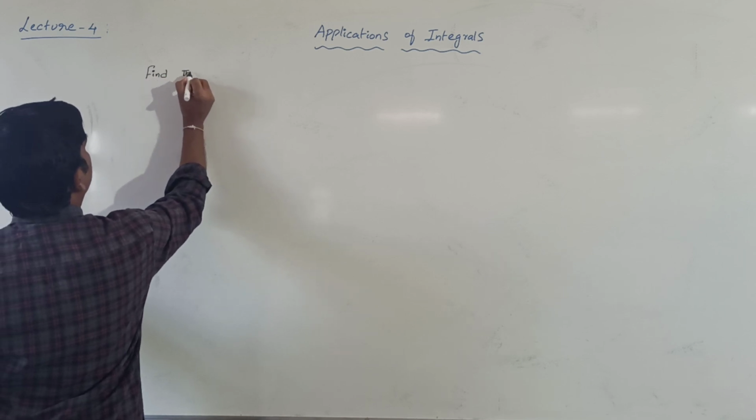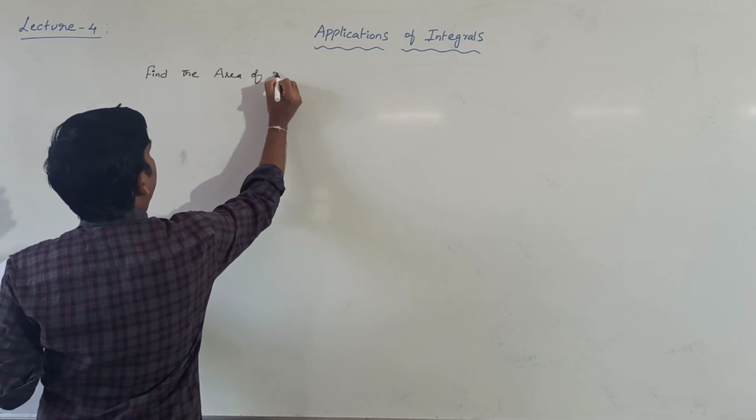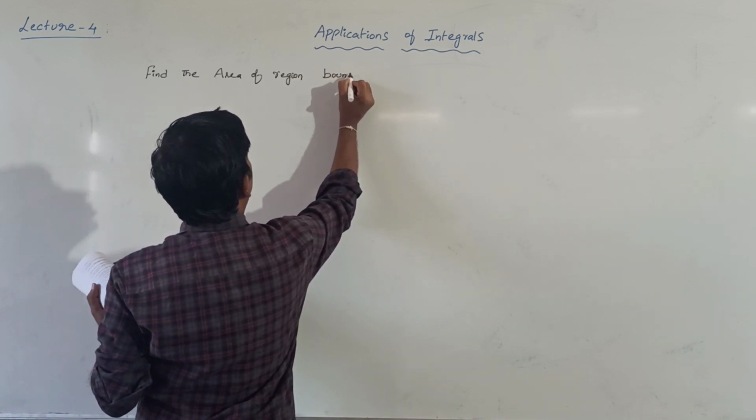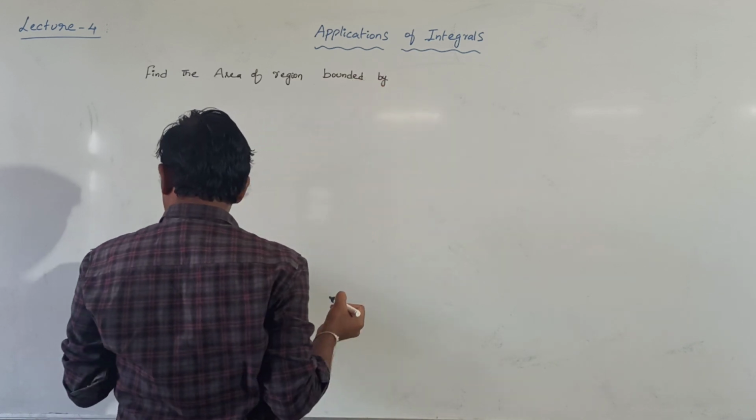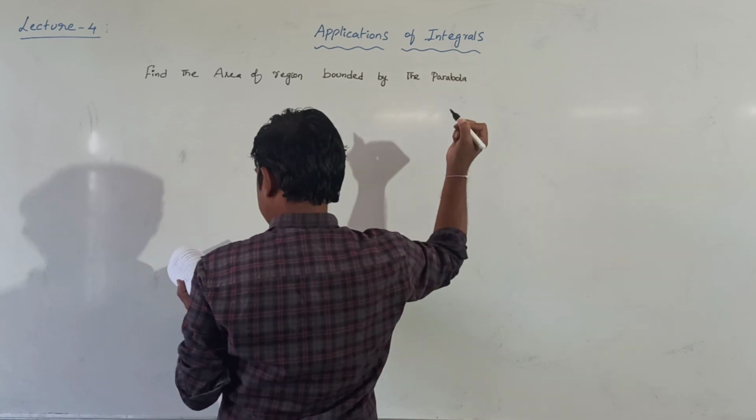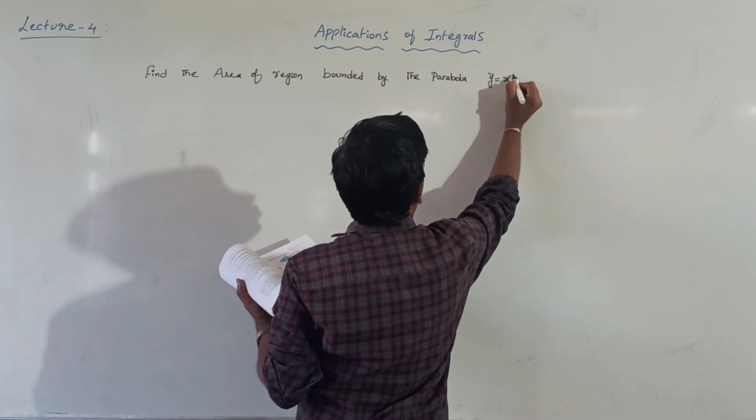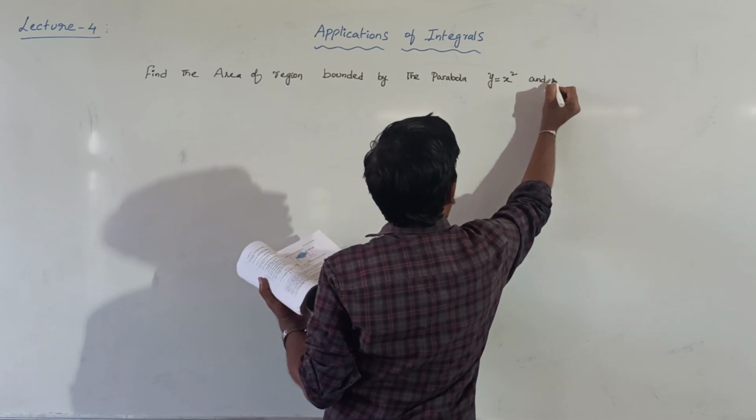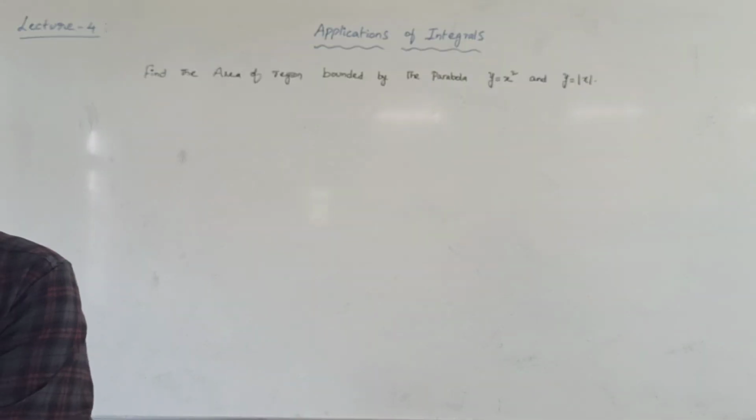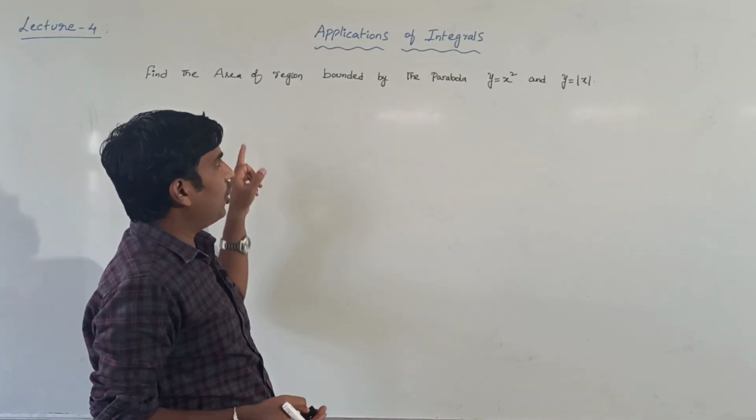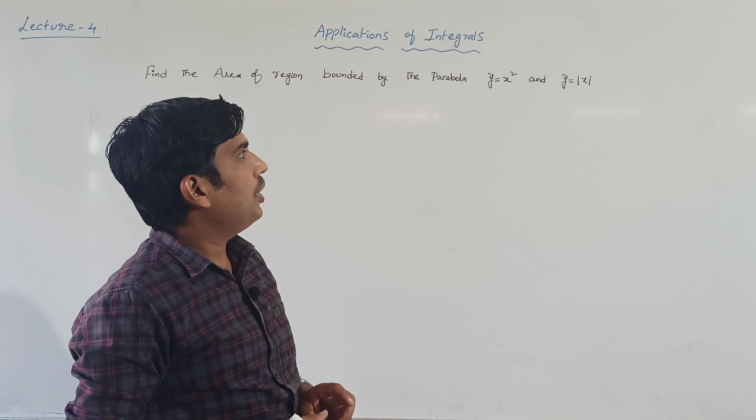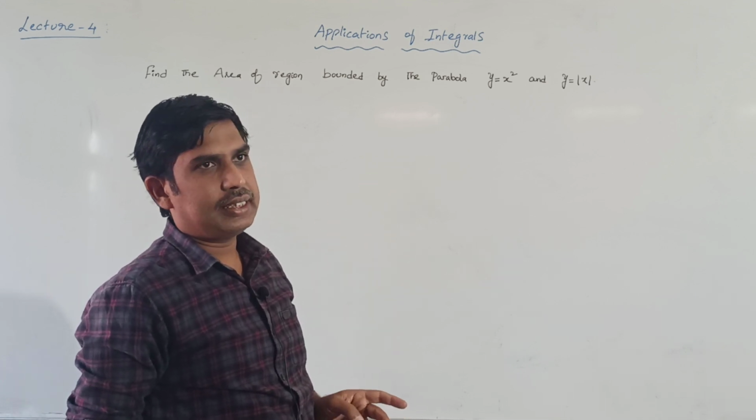So the question: find the area of the region bounded by the parabola y is equal to x square and the line y is equal to modulus x.